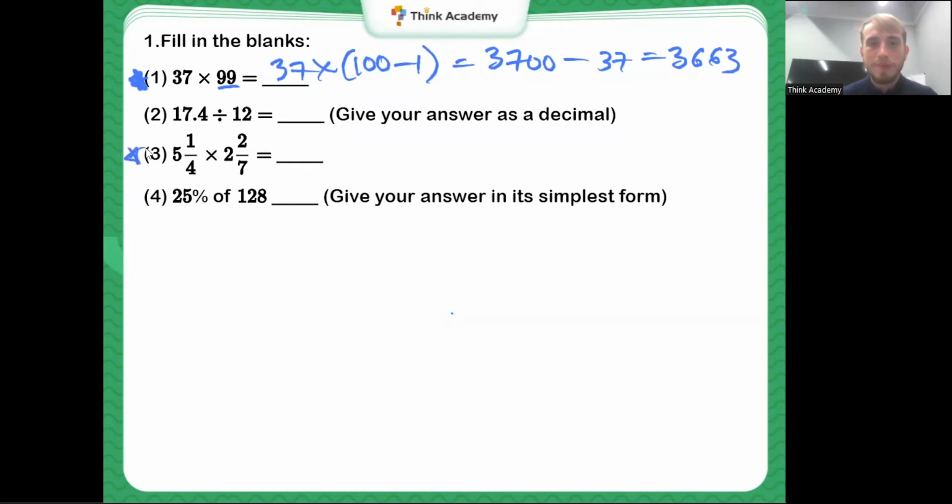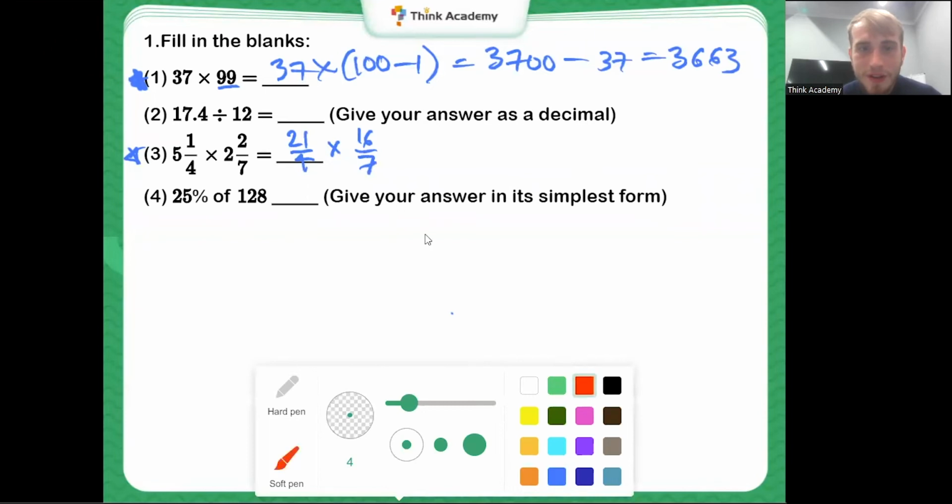So when we multiply mixed numbers by mixed numbers, mixed fractions, first we need to change them into improper fractions so we can multiply. So we've got here 5 1/4. So we multiply 5 by 4 to get 20, and we add the extra 1. So we have 21 quarters for the first improper fraction. And we're multiplying by, we'll do the same thing, 2 times 7 is 14, and add the 2, so we get 16/7 there.